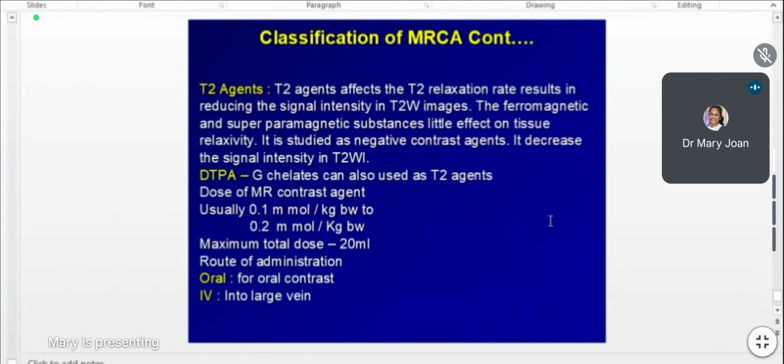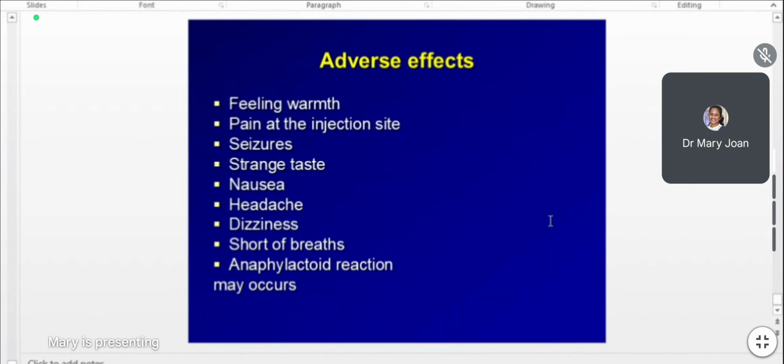Dose of MR contrast agent is usually in this range, and the maximum total dose is 20 ml. Route of administration can be oral or IV. Adverse effects: feeling of warmth, pain at the injection site, seizures, strange taste, nausea, headache, dizziness, shortness of breath. Anaphylactoid reaction may occur. So I think that is the last slide.